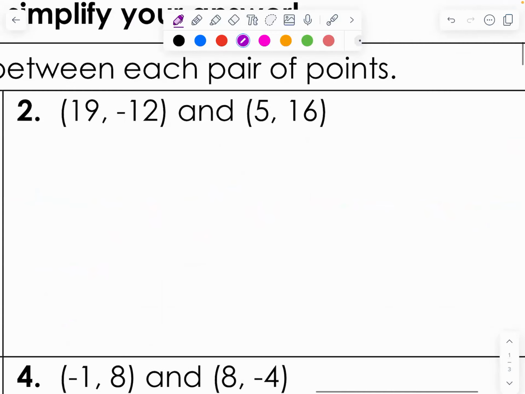All right, and number 2, label your X1, Y1. Now, some of you might feel that you don't need to label X1, Y1, X2, Y2, and that's fine, but I'm gonna keep doing it to help those of us who need that visual. Okay.